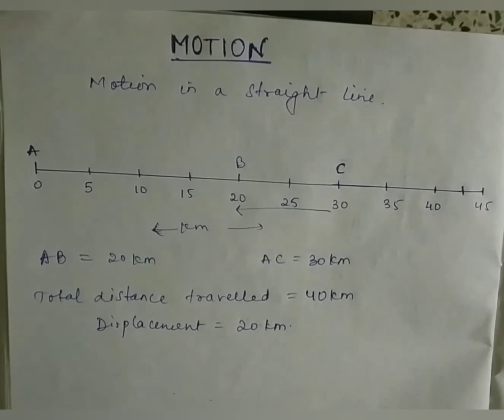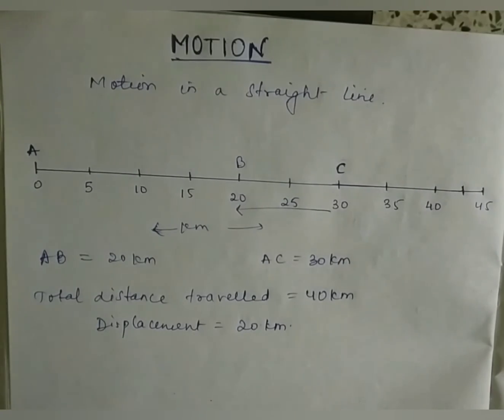So this is interesting, that displacement only tells you about the shortest distance between your starting position and the final position. It does not tell you about the actual path taken or the distance traveled by you to reach that position. So I hope this point is clear.